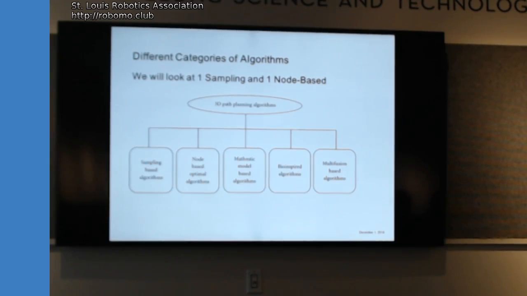But there are 5 main categories of path planning. The sampling-based, the node-based, which we're going to talk about today. There's mathematical model-based, which is a function where you just tell the robot, follow this y equals f of x curve, and it does that somewhat blindly. Bio-inspired algorithms, neural nets, genetic algorithms fall into that category for path planning. And then multi-fusion based, which is taking different pieces of these things together and combining them.